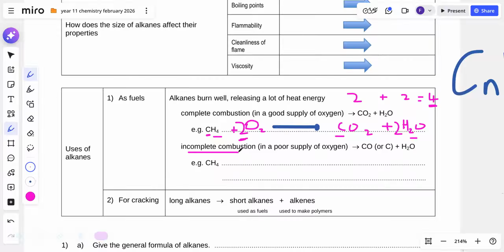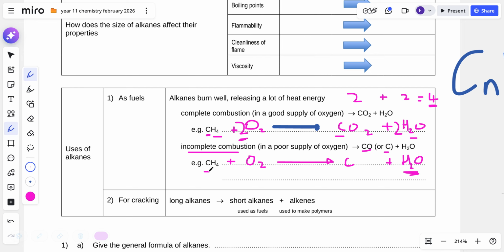Incomplete combustion means you're either going to make CO, carbon monoxide, or carbon. Again, whenever you're burning, you need oxygen. Of the 2 atoms in hydrocarbons, the most reactive is hydrogen. So no matter what you do, you are going to form water. Now I've chosen carbon. You can choose either. I've got all my elements and compounds in there.